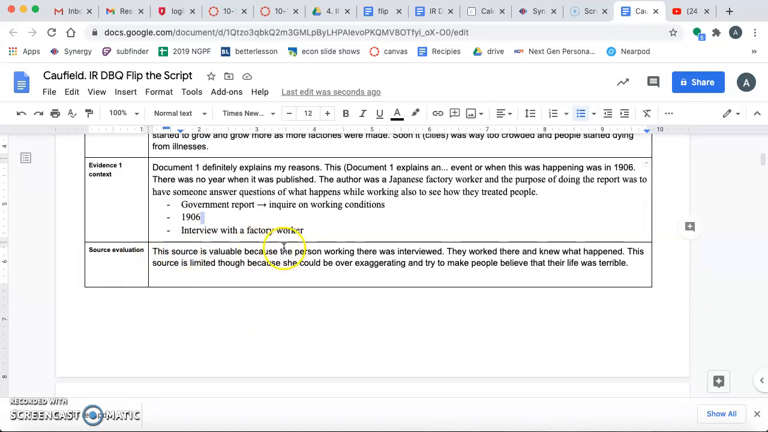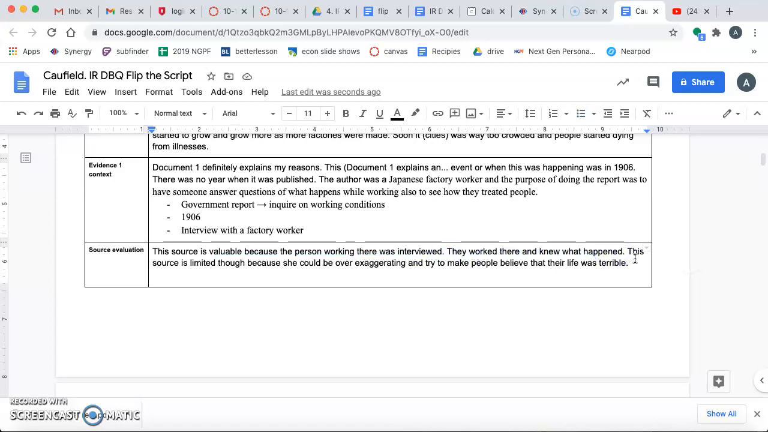This source is valuable because the person working there was interviewed. They worked there and knew what happened. This source is limited, though, because she could be over-exaggerating to try and make people believe that their life was terrible.